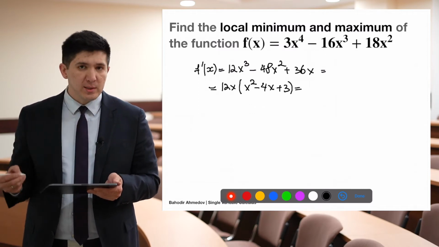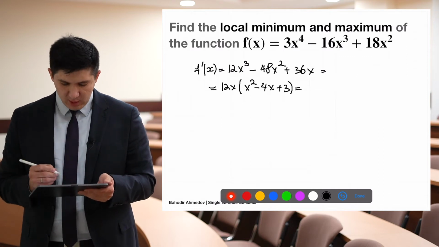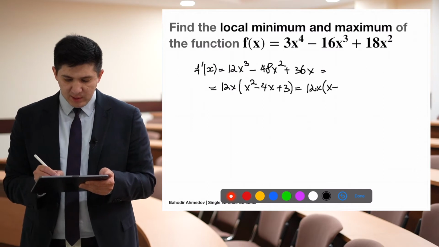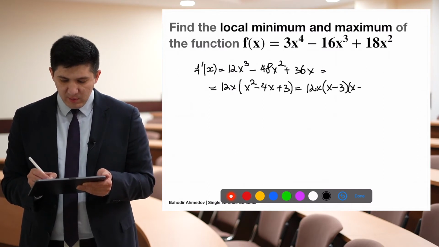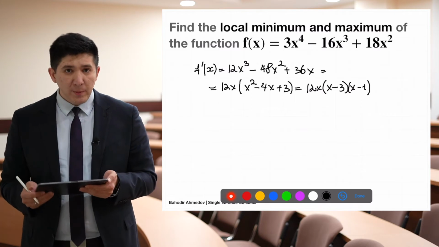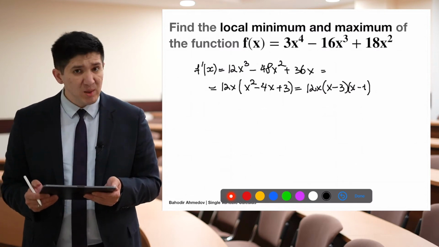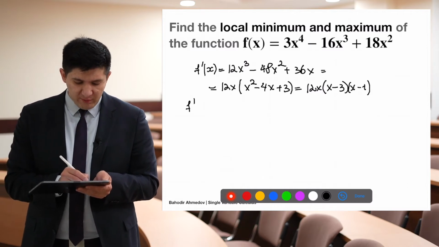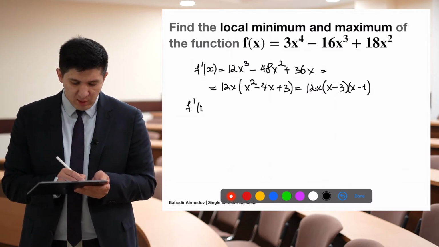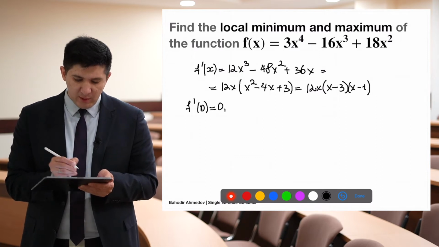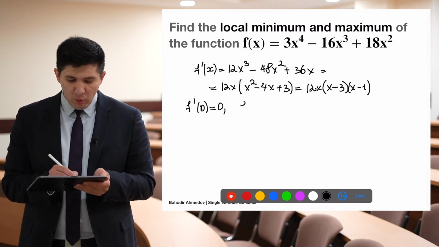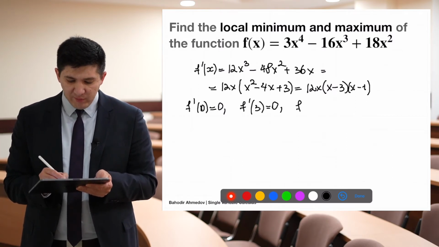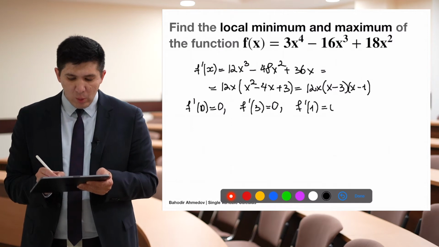So we can factorize this term as well. It is going to be 12x times (x minus 3) times (x minus 1). So there are 3 points where the derivative is equal to zero. The derivative of the function is equal to zero at the point 0, if you substitute 0, you're going to get 0. Or the derivative of the function is equal to 0 at the point 3. Or the derivative of the function is equal to 0 at the point 1.